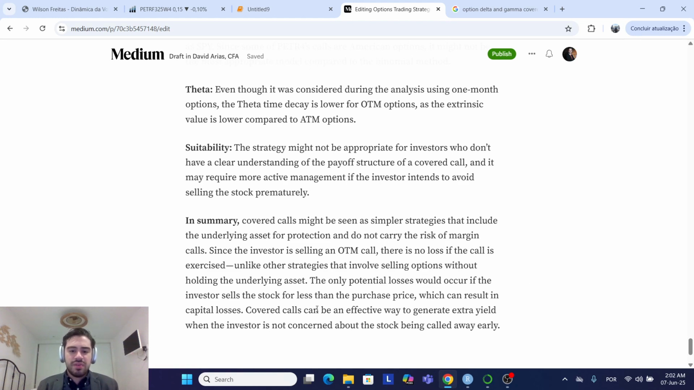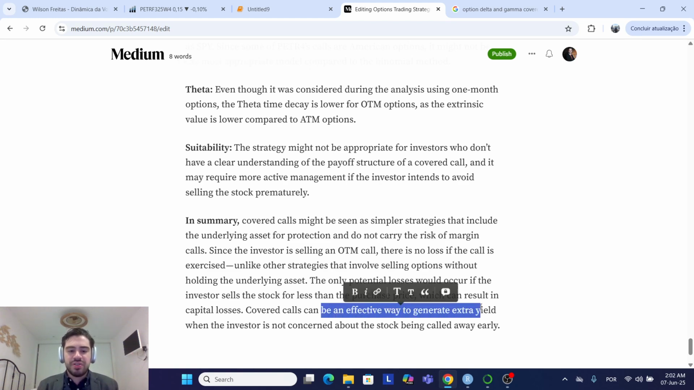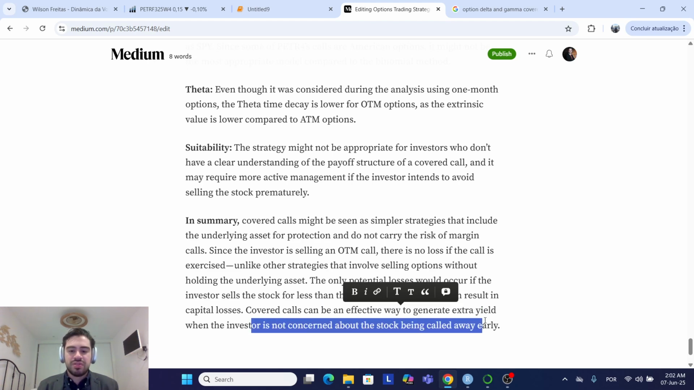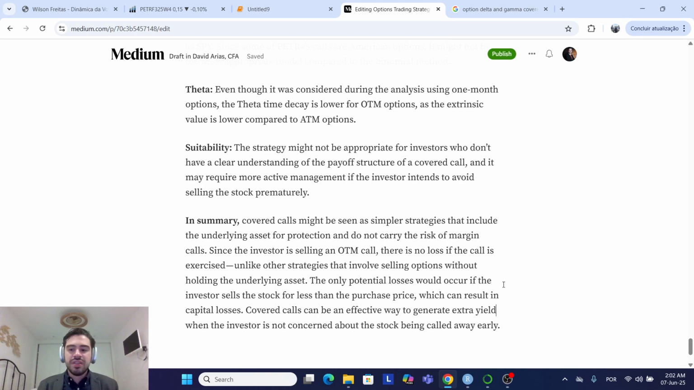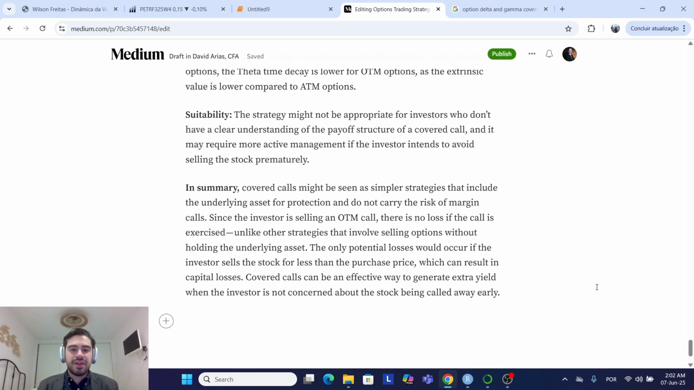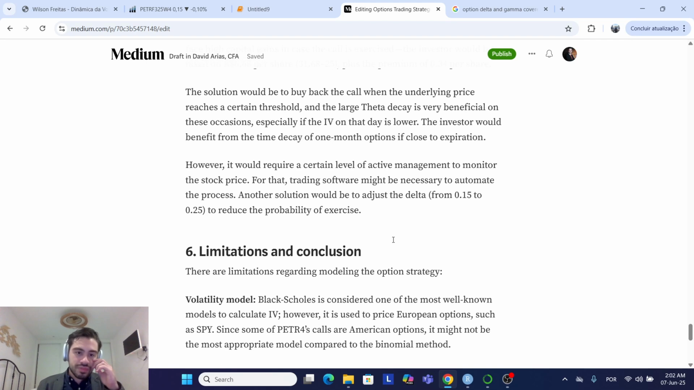So they can be an effective way to generate extra yield when the investor is not concerned about the stock being called away early. So yeah, that's basically it. I hope you understood the model, and try to get some money with it.